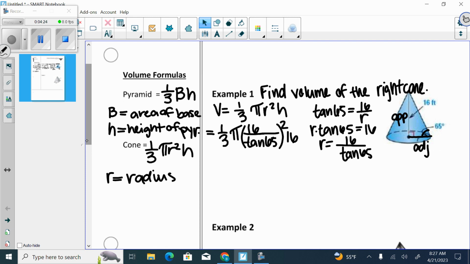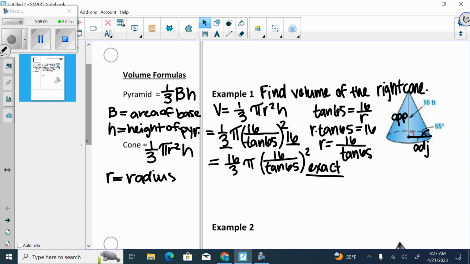All right. So, since the 16 and the tangent of 65 are supposed to be squared, we can't really simplify that middle section any until we go to type it in the calculator. But I could multiply my 16 and my 1/3, right? So I could write that as 16/3 pi times 16 over tangent of 65 squared. And this would be our exact volume.